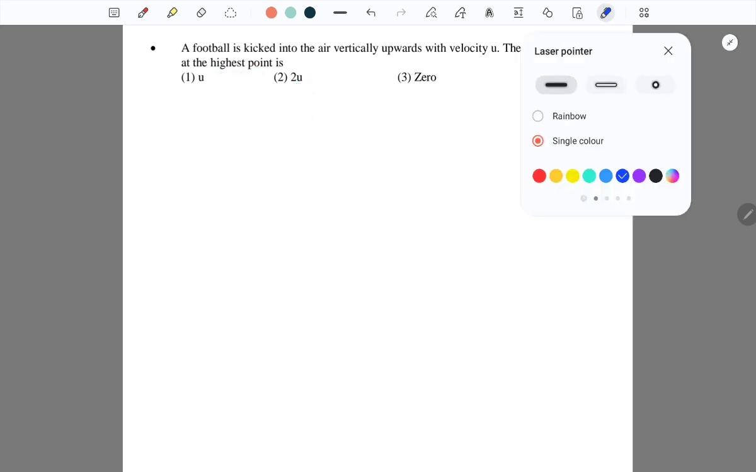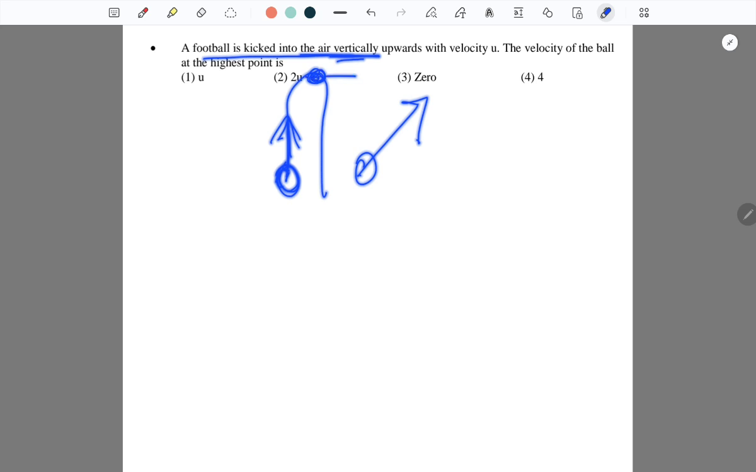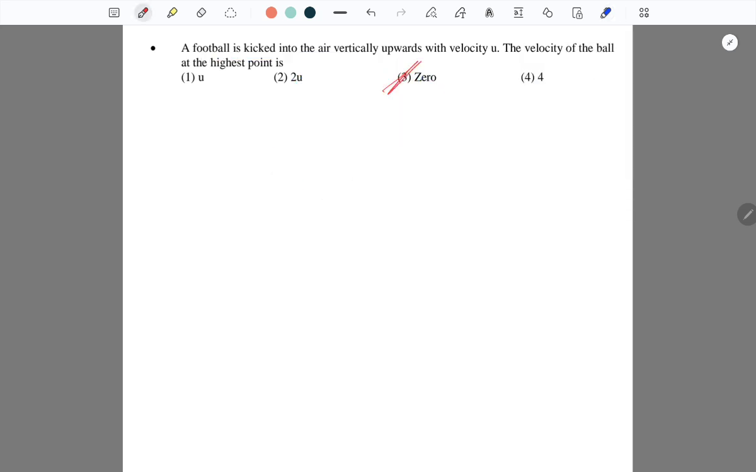So the answer to this question, and actually when you observe, it is kicked vertically upward. Practically it goes something like this, but he has clearly told vertically upward. So once it reaches the maximum point, the velocity will be 0. So the answer to this question is 0.